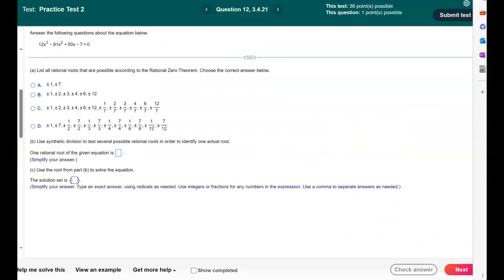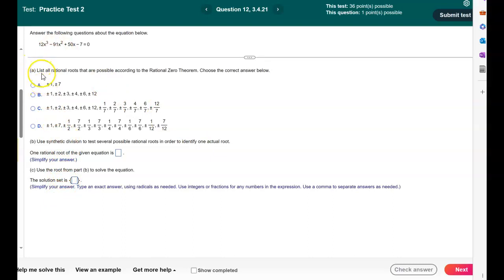All right, let's have another example. So here, answer the following questions about the equation below. You're given a polynomial equation. You are first to list all rational roots that are possible according to the rational zero theorem. And then you use synthetic division to test several possible rational roots in order to identify one actual root. Okay, so now, and then we answer the rest of the question.